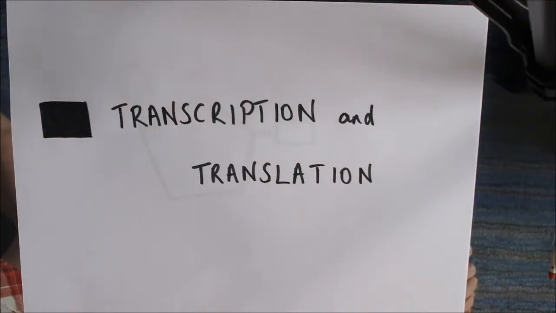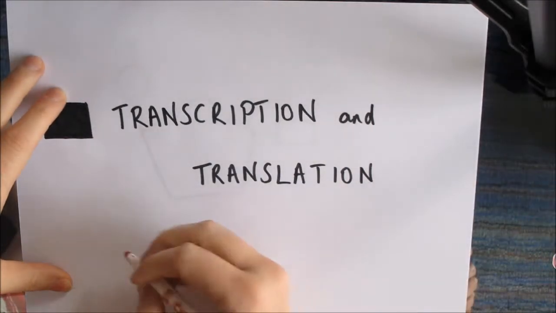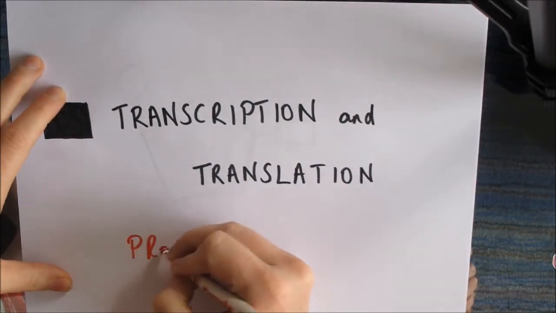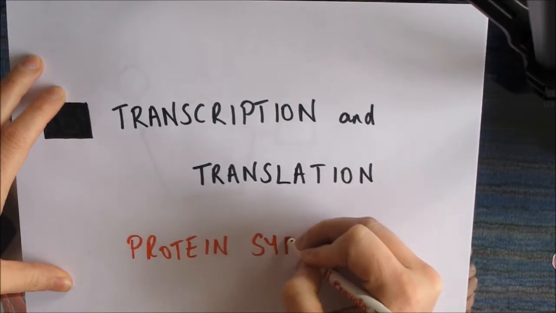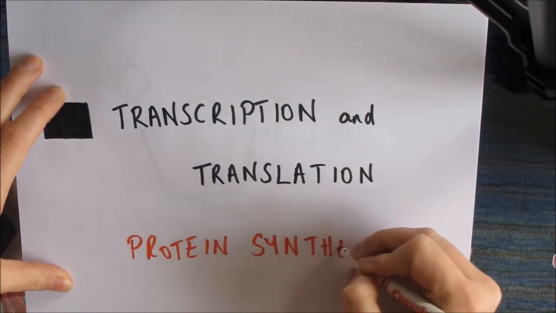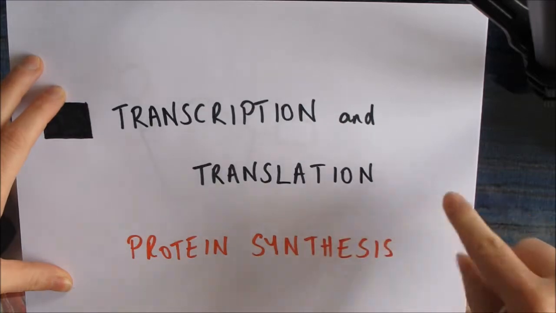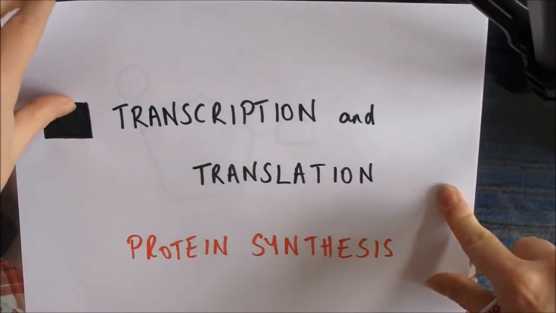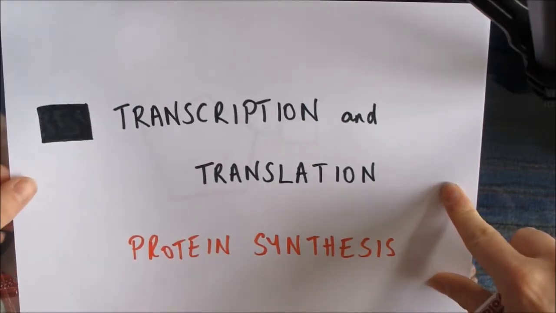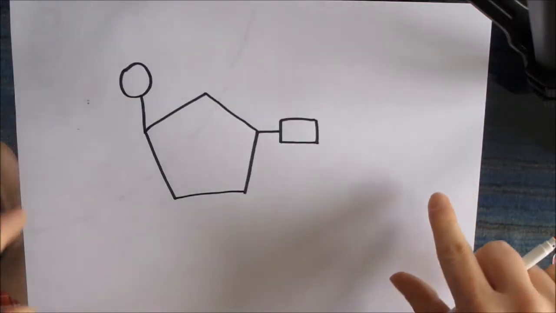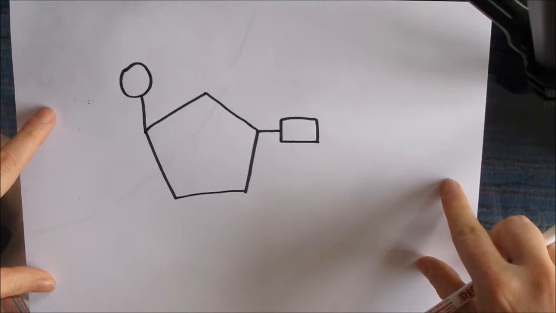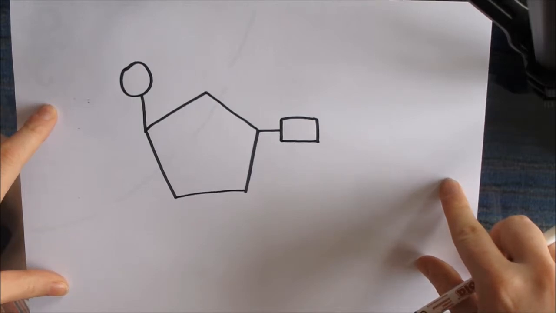In this video, I'm going to explain about transcription and translation, which is the process of protein synthesis. Before we begin, however, we need to look at the structure of RNA, because RNA plays a crucial part in protein synthesis. RNA is another nucleic acid, just like DNA, and so it is made up of nucleotides.